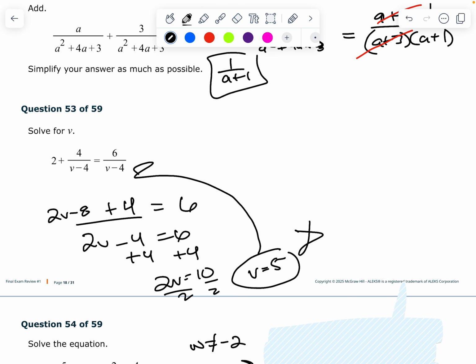I could have said from the very beginning that v cannot equal positive 4, right? That is our restricted value that we saw back a few questions ago. v cannot equal 4. So if I had gotten v equals 4, I would have had to toss it. Try this one, knowing that in the end, w cannot equal negative 2.